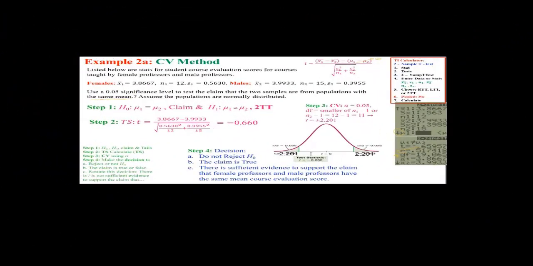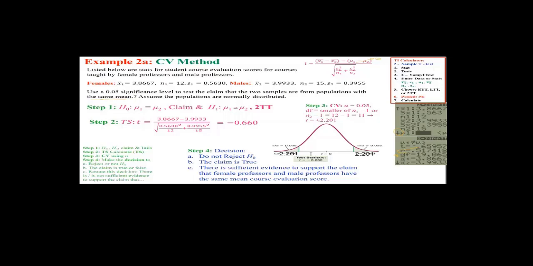It has an interesting calculation, a plus b quantity squared over a squared over n1 minus 1 plus b squared over n2 minus 1. What is a? S1 squared over n1. What is b? S2 squared over n2. It makes it more complicated. Can it be done? Yes, but it makes it more complicated. So with that being the case, if you use the technology, of course, you have the answer, and we're done here.